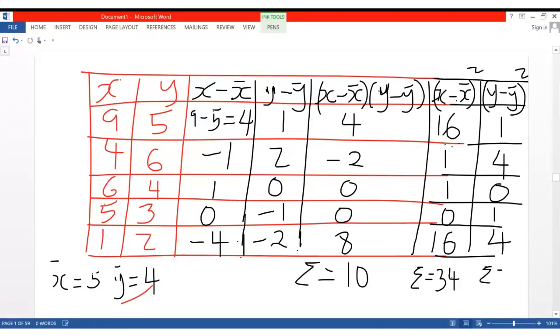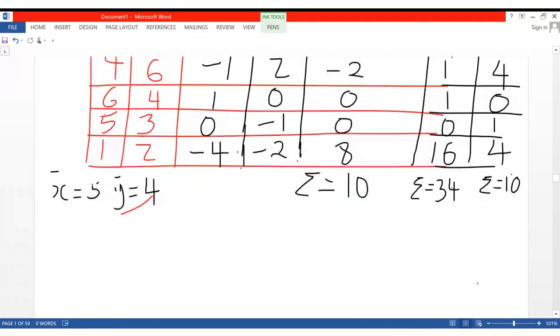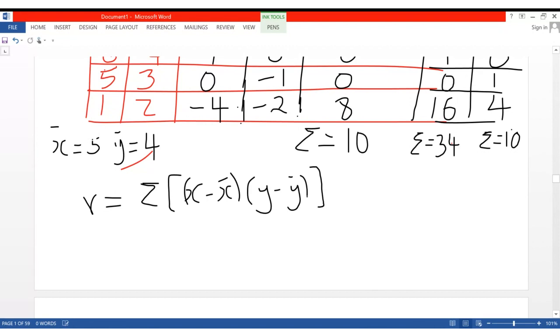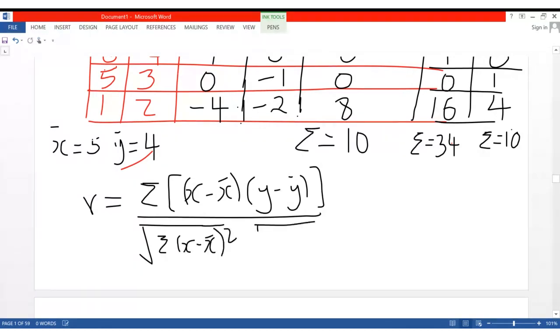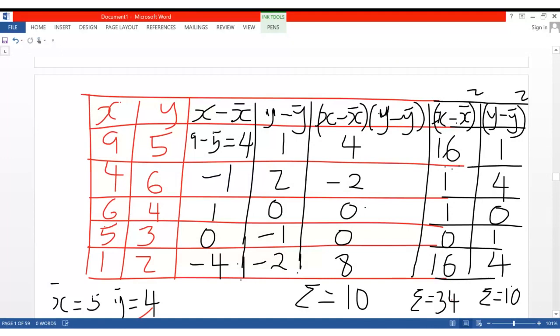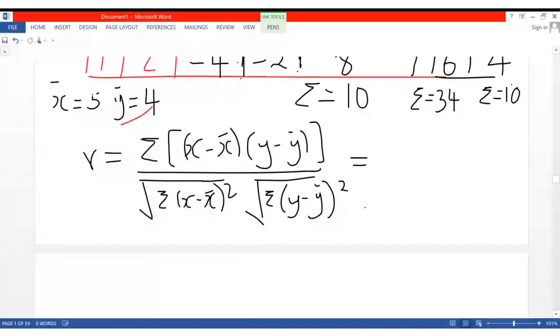So I'll go back to the formula to get the value of R. R was given by the summation of brackets x minus x bar, y minus y bar brackets, because we multiplied first, and then the square root of the summation of x minus x bar squared, and then the summation of y minus y bar squared. So I've gotten all the values there. The summation of x minus x bar times y minus y bar is 10. The other one is 34. So I'll get 10 all over the square root of 34 times the square root of 10.